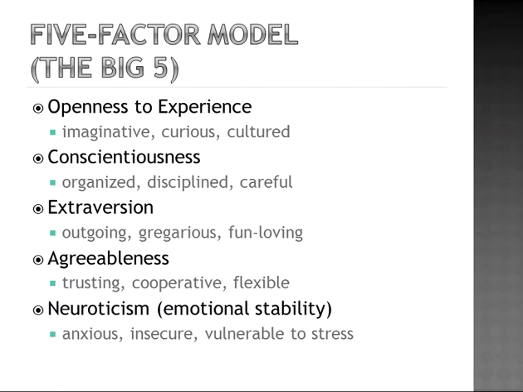And then there's the 5-factor model. After many, many years of research in the area of personality, researchers began to notice that several things seem to always appear or come to the forefront. And these became known as the 5-factor model or the Big Five, because these factors kept appearing in all the personality research. Openness to experience: imaginative, curious, cultured. Conscientiousness: organized, disciplined, careful. Extroversion: outgoing, gregarious, fun-loving. Agreeableness: trusting, cooperative, flexible. Neuroticism or emotional stability: anxious, insecure, vulnerable to stress.